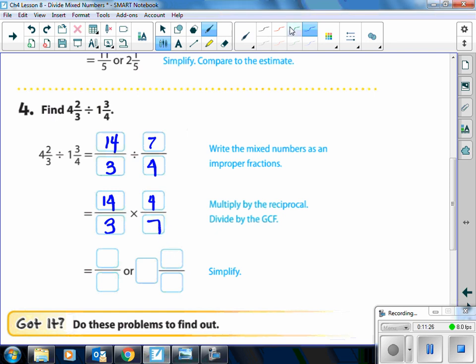Very good. And now we can simplify before we multiply. So 7 divided by 7 is 1. 14 divided by 7 is 2. And we multiply straight across. So 2 times 4 is 8. And 3 times 1 is 3. And now we'll change that improper fraction back to a mixed number. So how many times does 3 go into 8? Twice. With how many left over? 2. And the denominator stays the same.